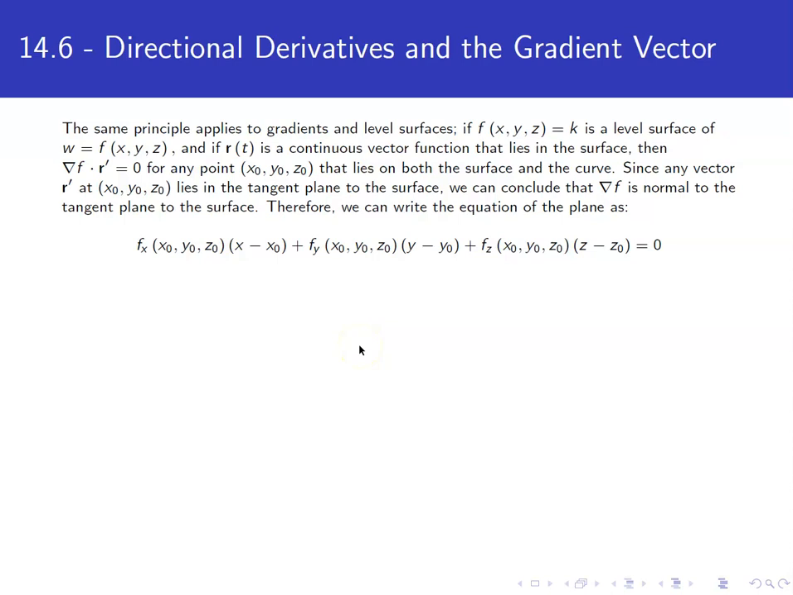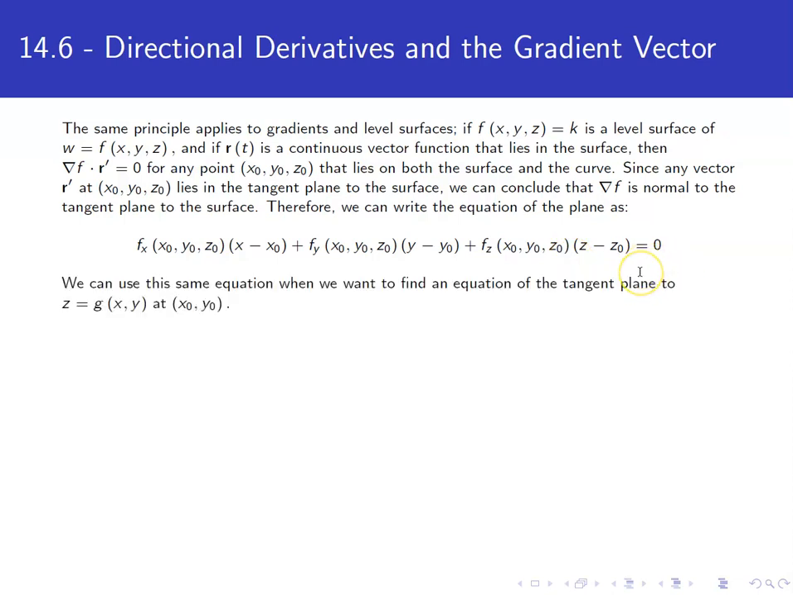Since we have a normal to the tangent plane, that means now we can write an equation of the tangent plane in terms of the gradient vector, or the partial derivatives. So we get the partial with respect to x times x minus x naught, plus the partial with respect to y times y minus y naught, plus the partial with respect to z times z minus z naught equals 0.